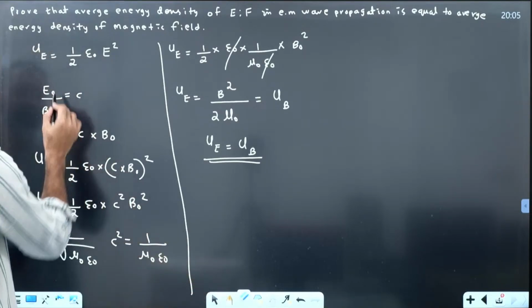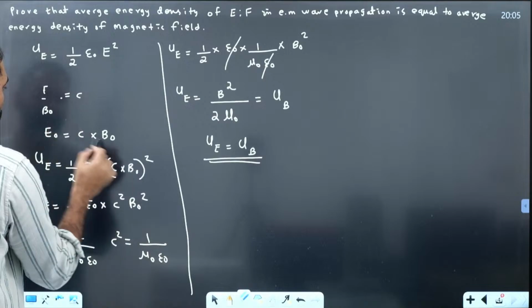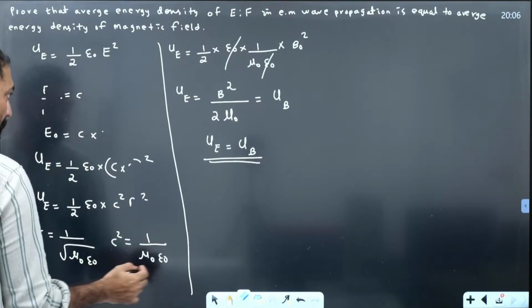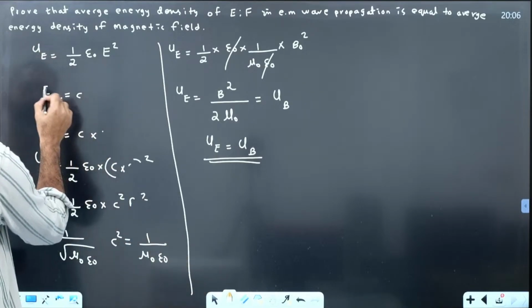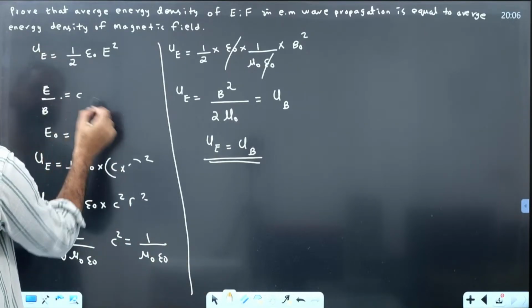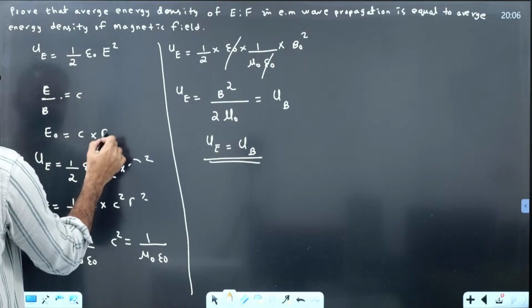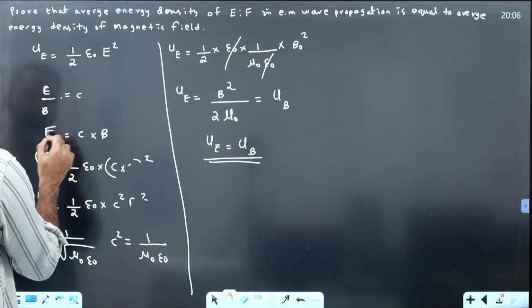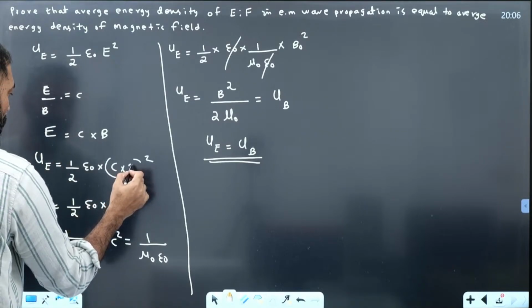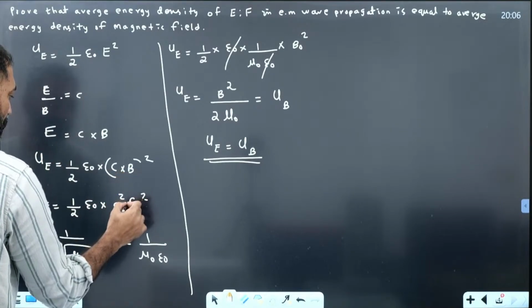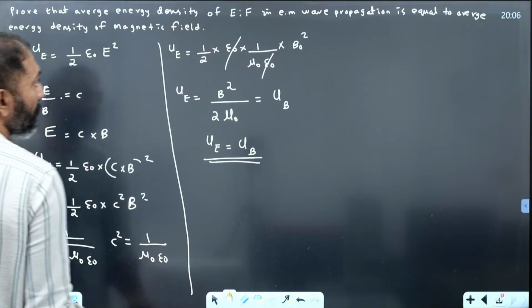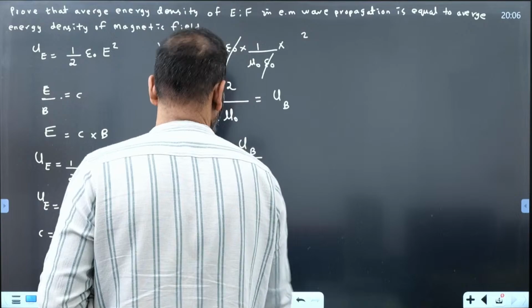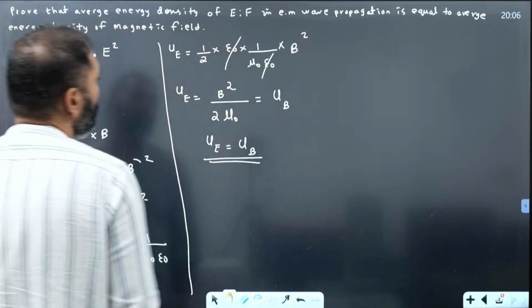I am avoiding that 0, as it may create confusion for you. E by B is equal to C. So E is equal to CB. So, any doubt?